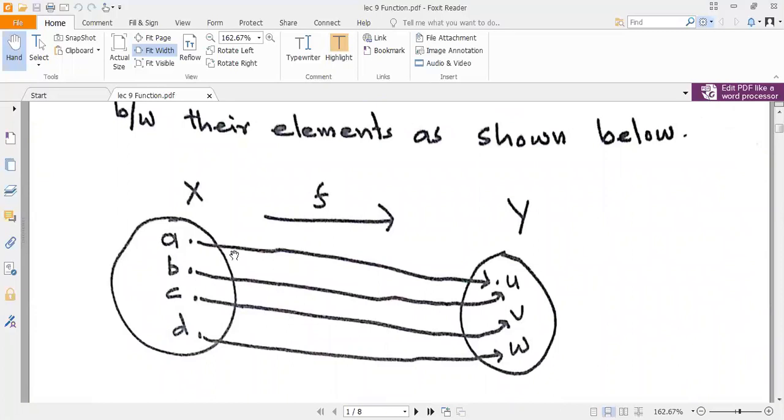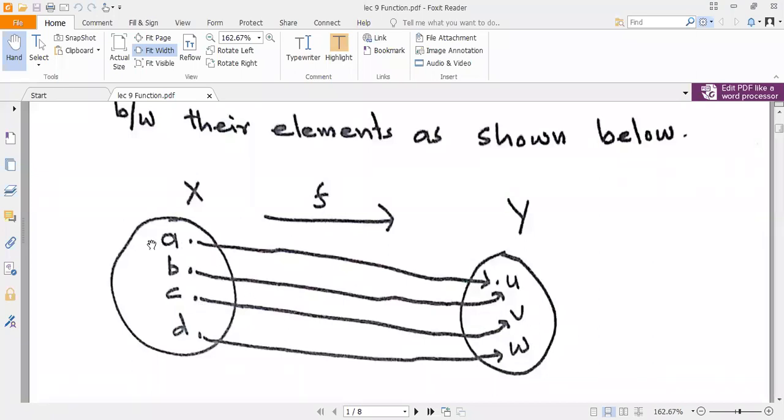Now here A is mapping to U, B also mapping to U, C mapping to V and D mapping to W. It means the image of A under this relation is U. Again, the image of B under this relation F is also U. And the image of C under F is V. And the image of D under F is W.